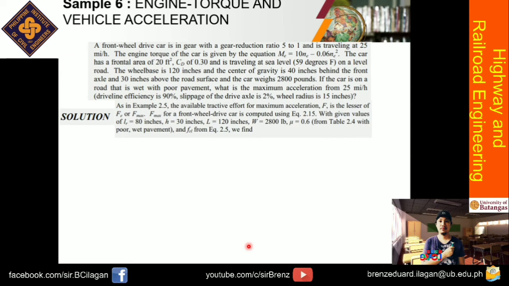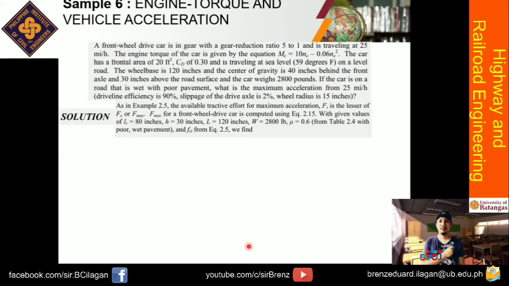Okay, so as an example, in 2.5, the available tractive effort for maximum acceleration F is the lesser of F sub E or F sub max. F sub max for a front-wheel drive car is computed using equation 2.15 with the given values of L sub R na 80 inches, H na 30 inches, L na 120 inches, the W na 2,800 pounds, and the mu, which is equal to 0.6, kung saan ito is nakuha doon sa table 2.4. So under the category na poor and wet pavement.